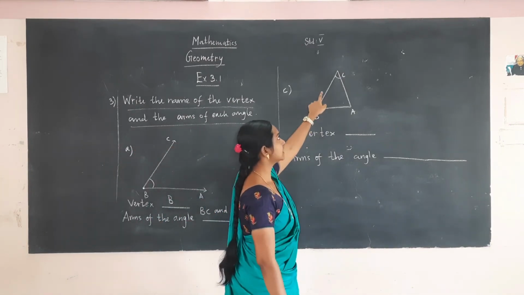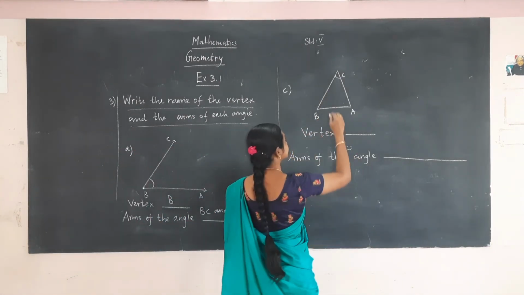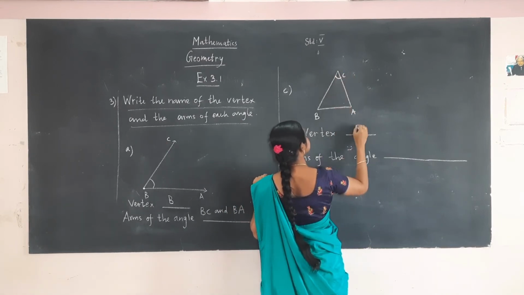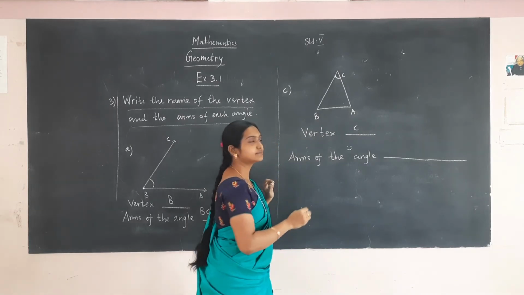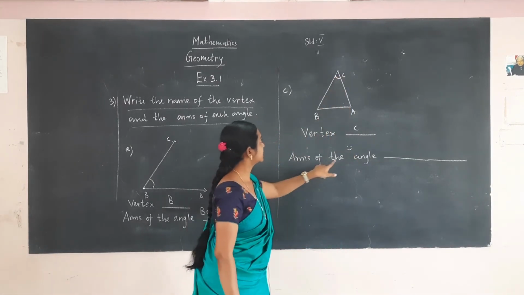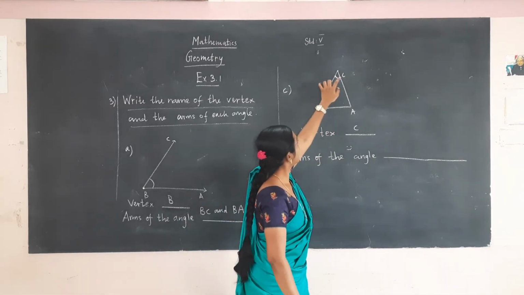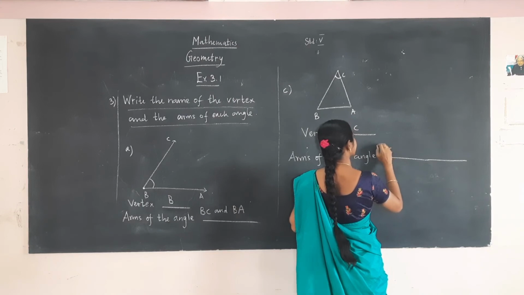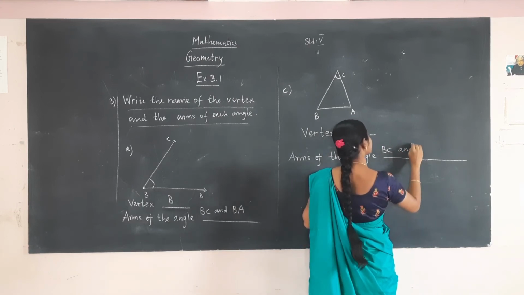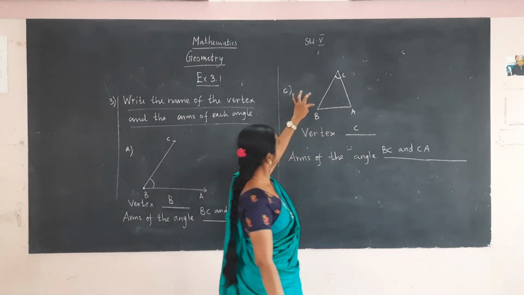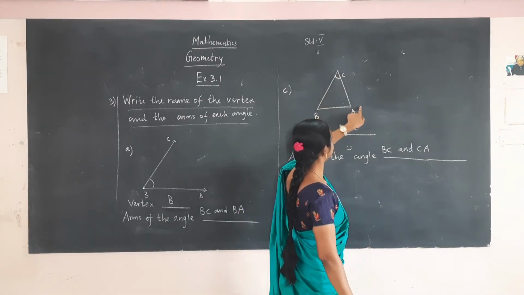Here the angle is formed in C. So the vertex is C. C is the vertex. Now arms of the angles are BC and CA.